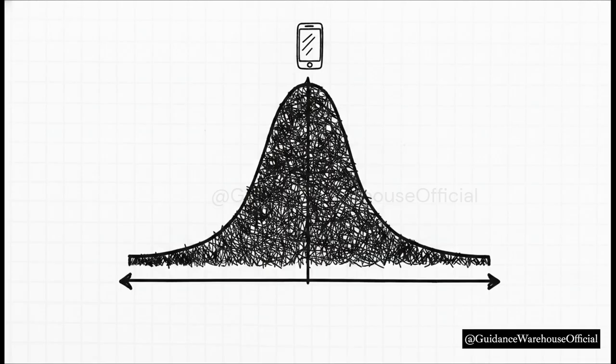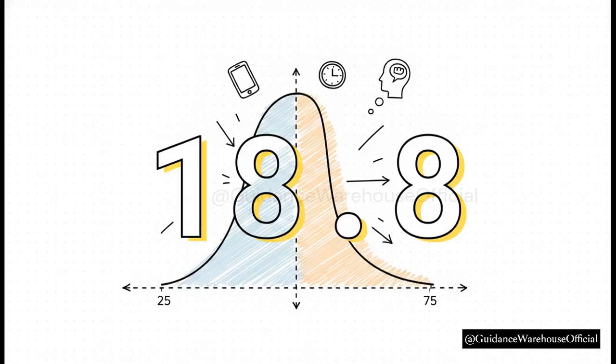To find it, we just run our backward invnorm procedure twice. First, we calculate Q3, which is the 75th percentile. Then we calculate Q1, the 25th percentile. Finally, we just subtract Q1 from Q3 to find the gap between them. Here's how the math shakes out.